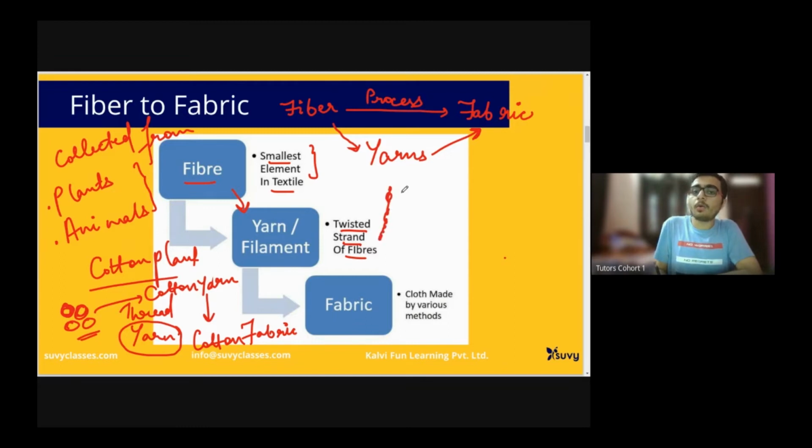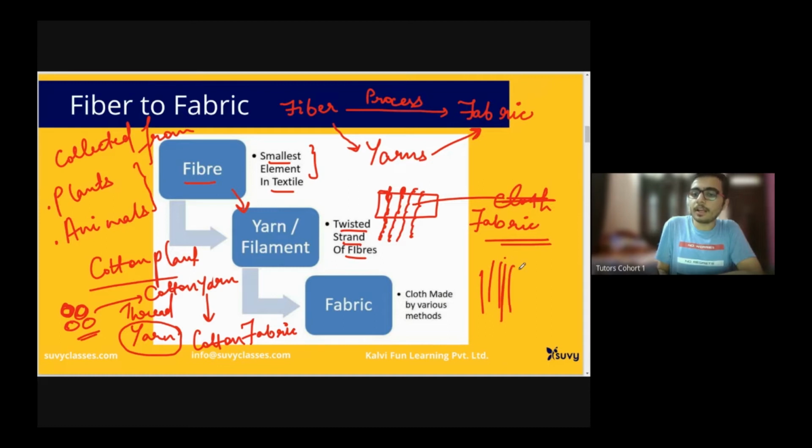Now, I will use so many threads and keep them together, and I will get cloth, or I should not call it cloth, I should call it fabric. Similarly, if I take jute fibers, jute fibers will be clubbed together to form jute fabric. I hope I am making my point clear to you. Then cloth is made by various methods.